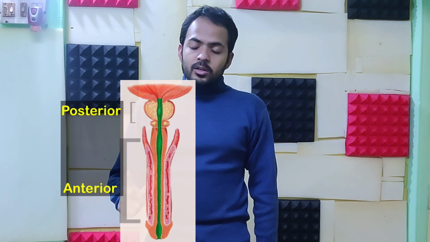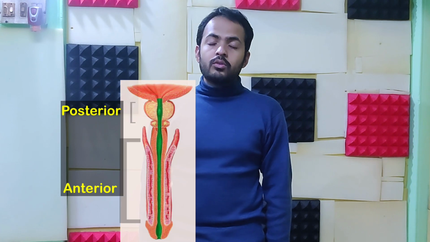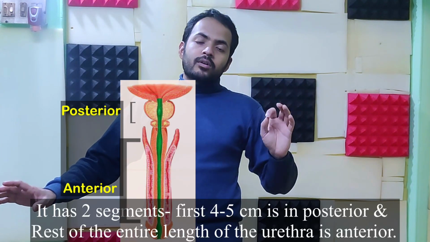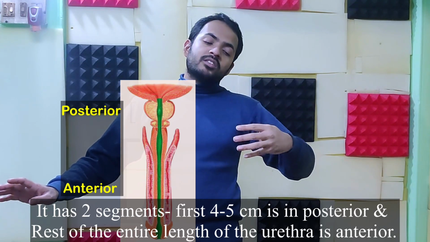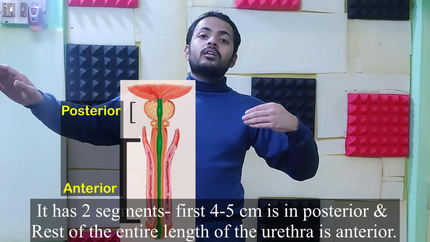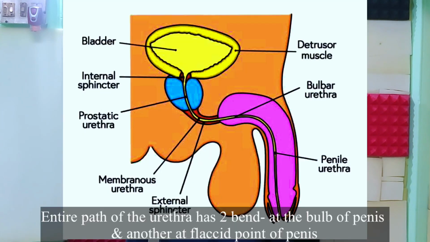Now if I divide our urethra into two segments, it will be the posterior and anterior segments. The first 4 to 5 centimeters remain in the posterior segment, and the rest of the entire length remains in the anterior segment. The entire pathway of the urethra has two bends: one bend at the bulb of the penis and the next bend at the flaccid point of the penis. I will talk about these things later.